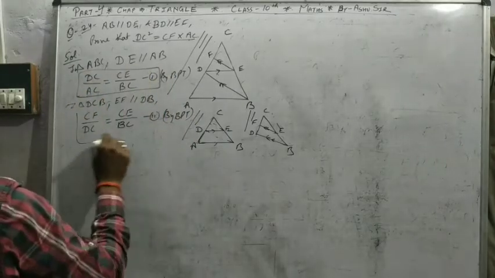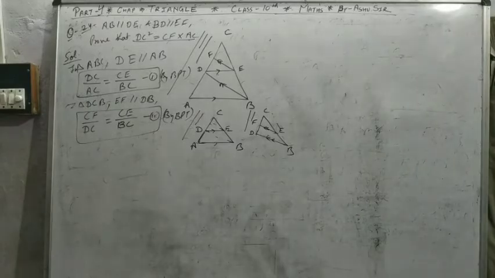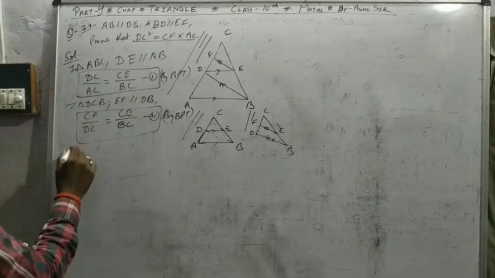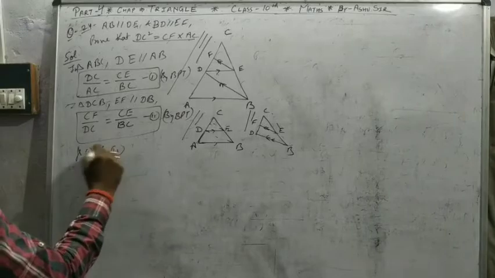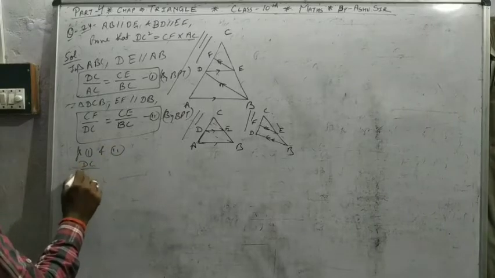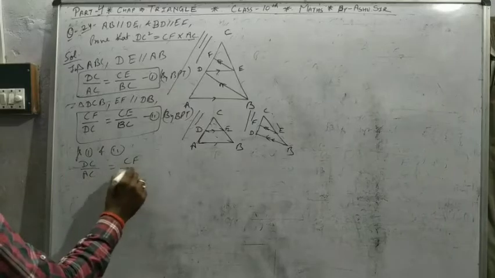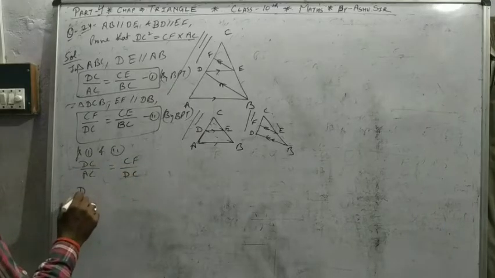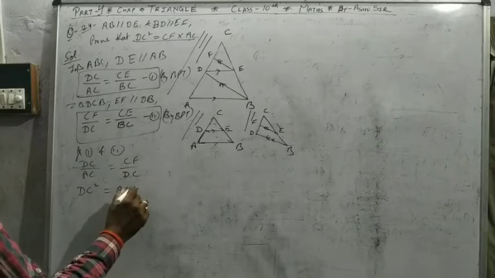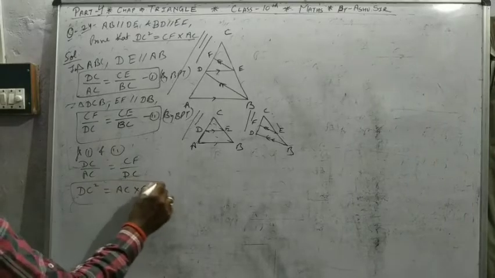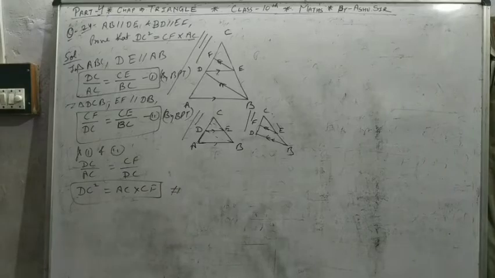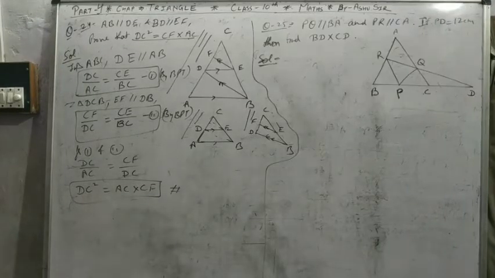See first equation and second equation. Very carefully see first and second equation. In both equations the right side is the same. So from first and second, DC upon AC is equal to CF upon DC. Cross multiply, DC square is equal to AC into CF, as proved. Okay, pause video, note down.